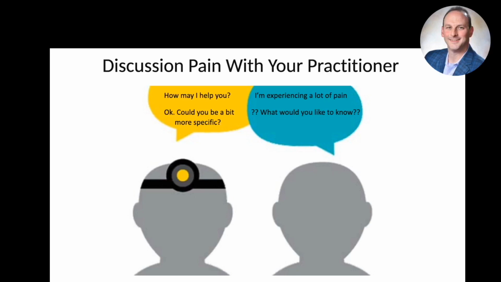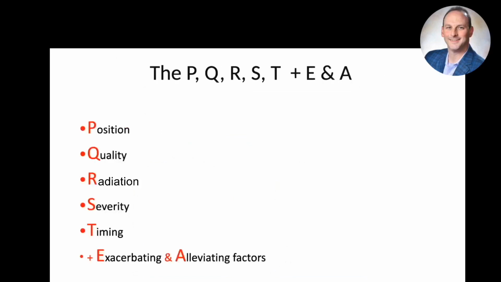So as practitioners, what do we really want to know? This is a very simple summary of the things we try to address when talking about pain. We call it the PQRST plus ERA, or as the name implies, position, quality, radiation, severity, timing, plus exacerbating or alleviating factors. To characterize why each of these is important, let's go back to the disorder I spoke of earlier, biliary colic, and see how certain responses lead us to that diagnosis.